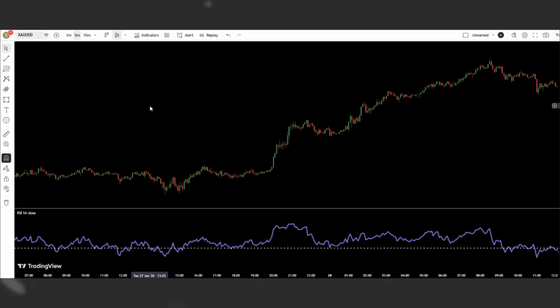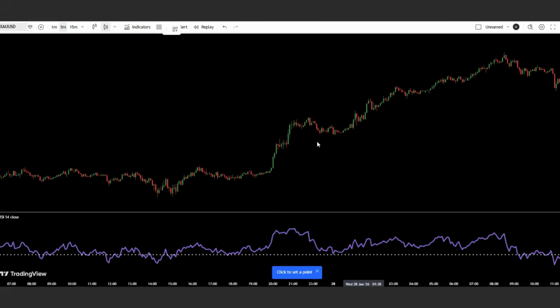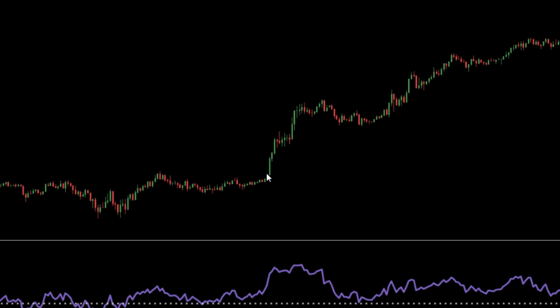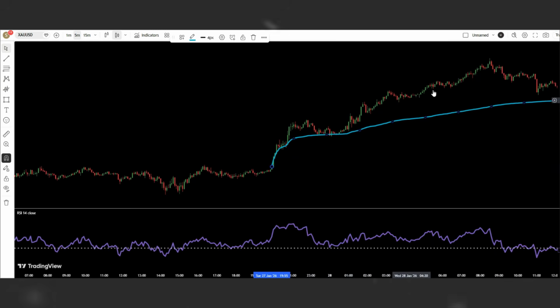Buy setup. Let's start with a real buy example on a 5-minute chart. First, we need to draw the anchored VWAP. Go to the drawing tools on TradingView, select anchored VWAP, and now we choose the starting point. Look at this chart. The price was in a tight consolidation before it started a strong uptrend. This candle here marks the beginning of the move. We click on this candle and the VWAP line is now anchored to the start of the trend.